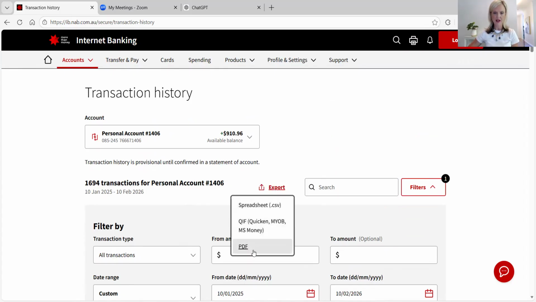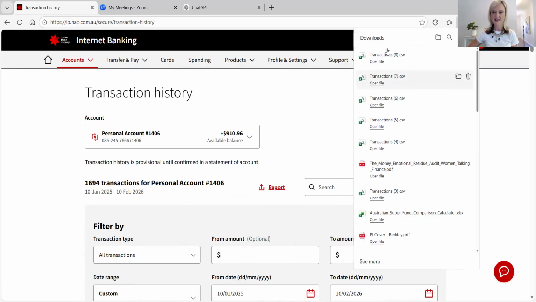You can do it as a PDF or a spreadsheet CSV. I prefer spreadsheets because I can manually manipulate the data. And so you can see here that the file is there ready to go. I'm just going to show you one I've downloaded already, so I just want to show you what I actually do to it. I've done a couple of things already, but I'm going to talk you through them.